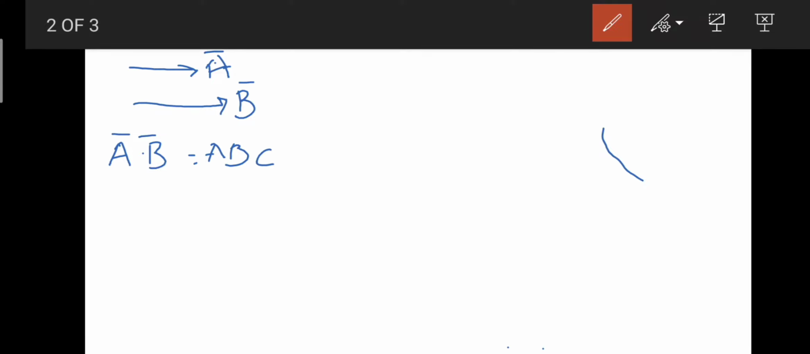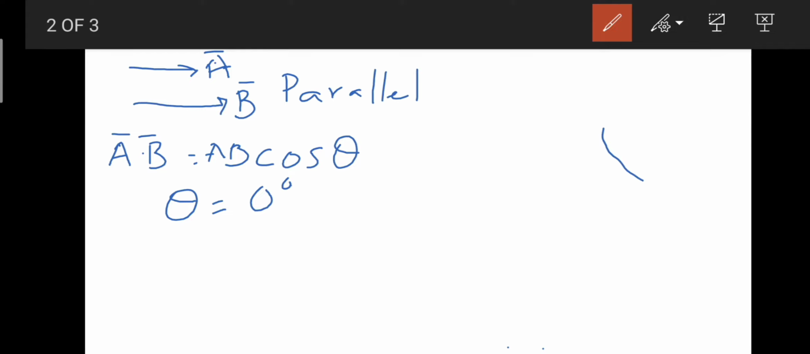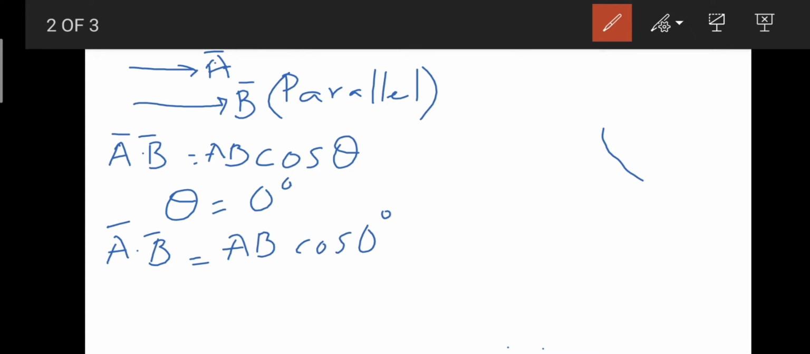cos theta. And now coming towards theta. For this particular case, I see that the value of theta is equal to 0°. So in the case of parallel vectors, what we observe is that a dot b is equal to a b cos of 0 degree, and the value of cos 0 degree is of course equal to 1, so a dot b is equal to ab. That is the product of the two magnitudes.